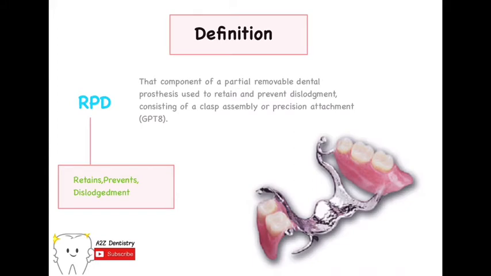Now, this direct retainer is itself a component of RPD, and we can remember this definition as the mnemonic RPD. R stands for retains, P for prevents, and D for dislodgement. So basically it is that component of the removable partial denture which retains and prevents the dislodgement. Now dislodgement of what? The clasp assembly as well as the precision attachment. This clasp assembly and precision attachment we will see in detail in the upcoming classification, but for remembering the definition we can easily remember it as RPD.